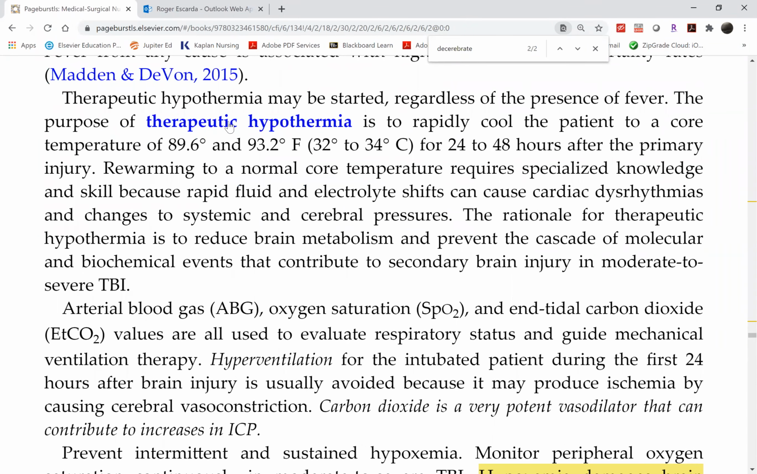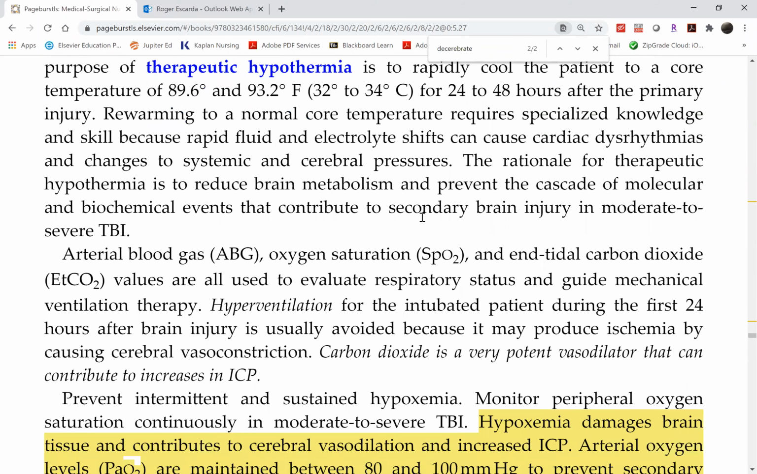All right, so one of the interventions, if the patient develops hyperthermia, is to induce a therapeutic hypothermia. This is one of the measures to decrease ICP by causing vasoconstriction, thereby decreasing blood volume in the brain without necessarily causing decreased cerebral blood flow. All we're trying to decrease is the blood volume by preventing vasodilation.